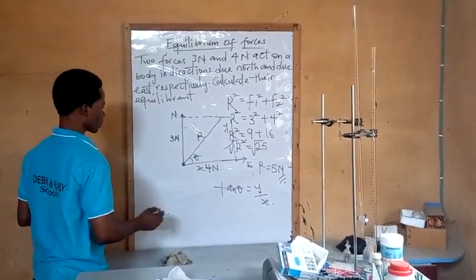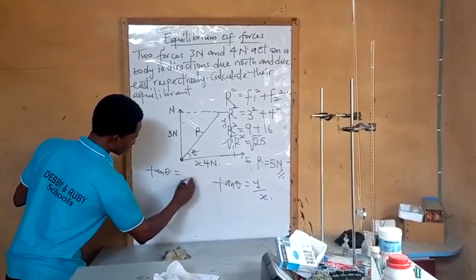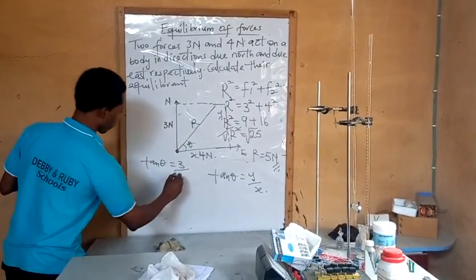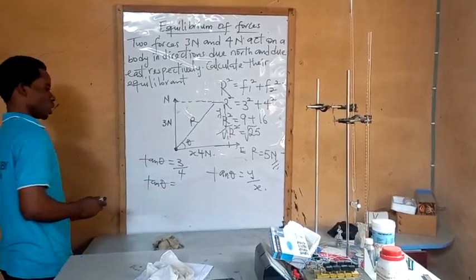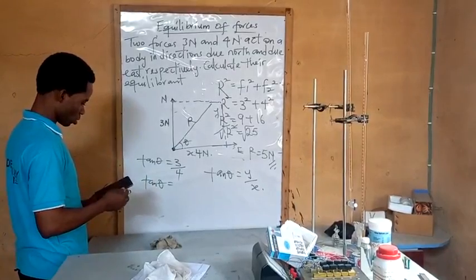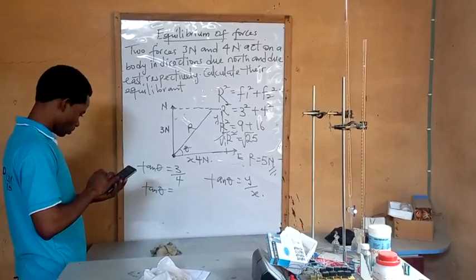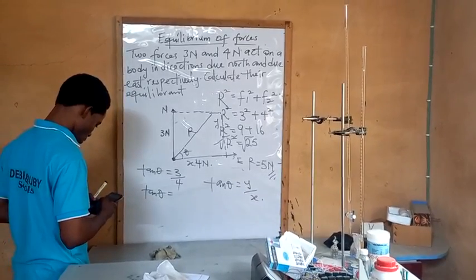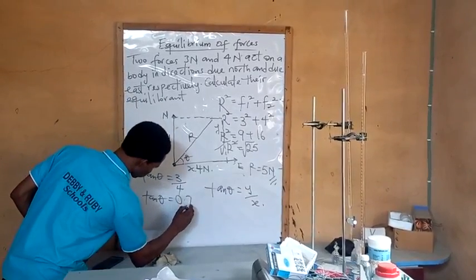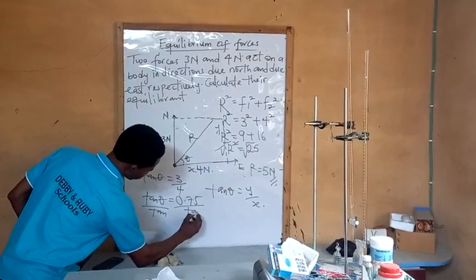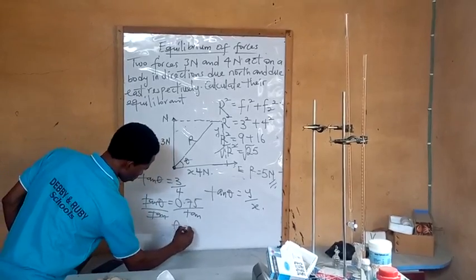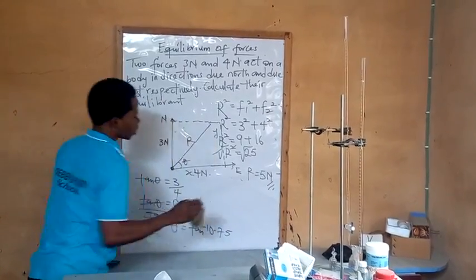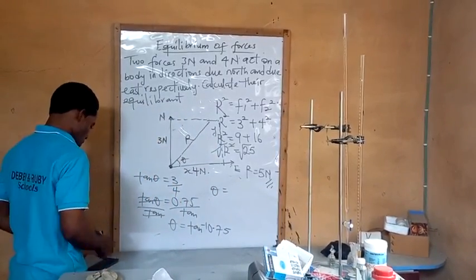So what does that mean? That means our tan theta is: our y is 3, because this line is always equal to this line. That's 3 over our x, 4. That means our tan theta equals 3 divided by 4. Let's use our calculator. That's 0.75. So theta is shift tan 0.75.